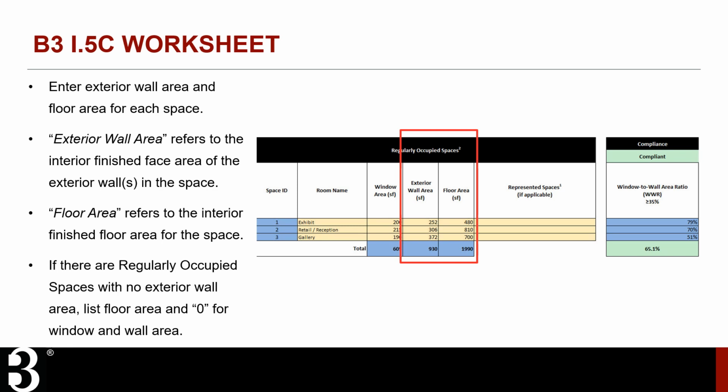Regularly occupied spaces with no exterior walls should be listed in the spreadsheet with their floor area identified and with zeros entered for the window and wall area inputs. These spaces will not be calculated, but are important for a more comprehensive understanding of the project's overall daylighting conditions.